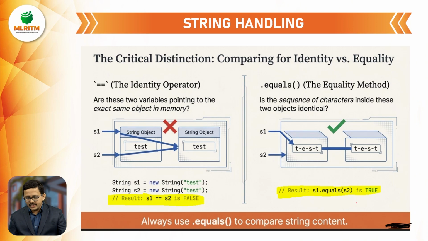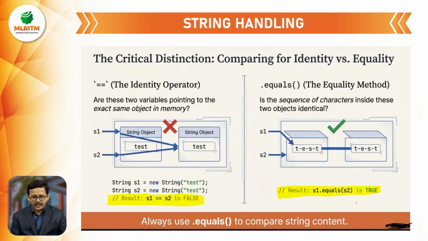The critical distinction is comparing for identity versus equality. As we all know, a string is a collection of characters, so there is a major difference between identity and equality. Identity means both are the same object; equality means both hold the same value. Let us see the primary difference between these two things.